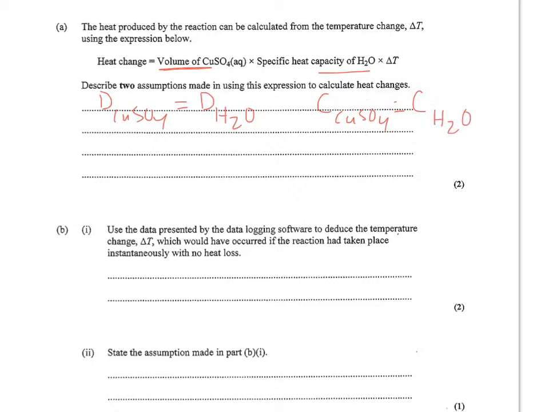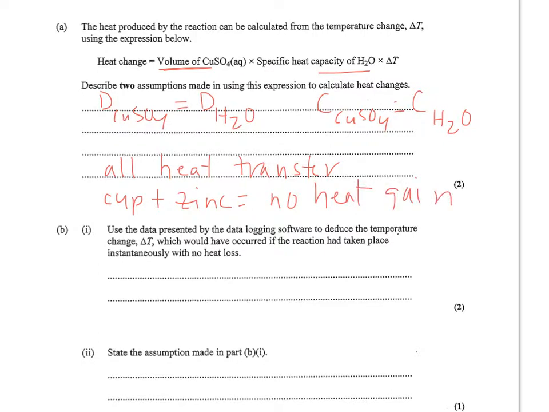A couple of other assumptions that you could mention is that we're assuming that all heat transfers, there's no heat loss. We're also assuming that the cup doesn't absorb any heat, or the zinc. Those would all be valid assumptions to make. Another one that they commonly accept is that the limiting reactant fully reacts. And those are the big ones that IB likes to hone in on.